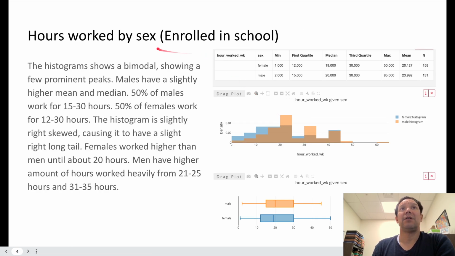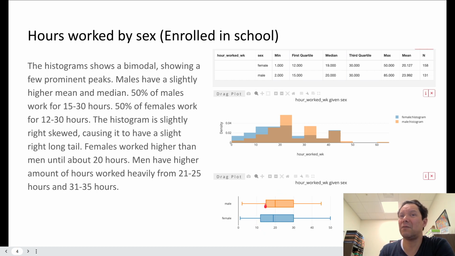And then we later looked at if you're enrolled in school, is there a difference? So here, when I first look at this, I just look at what's going on with the summary statistics. The median's not that different. The first quartile's not dramatically different. The third quartile's identical. You look at the box plots, that's what it's showing. First quartiles, medians, third quartiles, not a whole lot of difference.